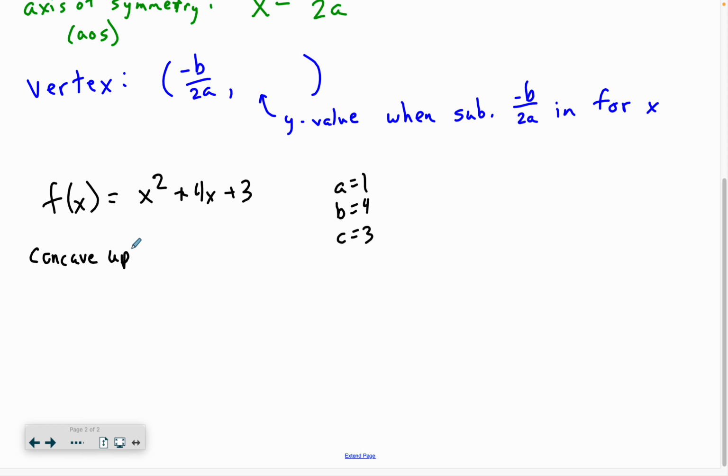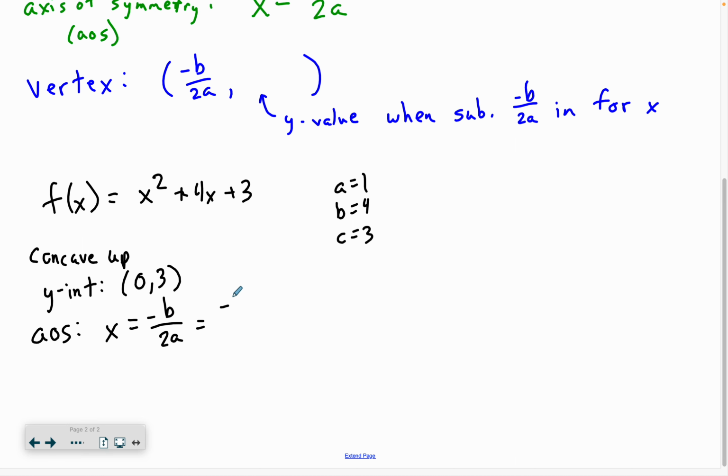Well, it's concave up, because a equals 1, that's positive. That should be pretty straightforward. The y-intercept is just 0, comma c. So 0, comma 3.